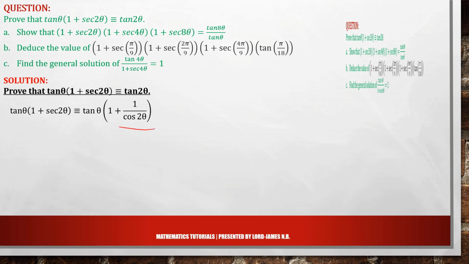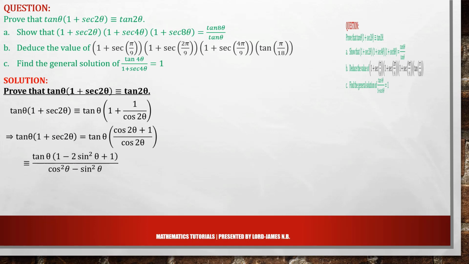So sec 2 theta will be 1 on cos 2 theta. Rearranging what is in the bracket and taking the LCM, we have cos 2 theta plus 1 divided by cos 2 theta. From there, we can simplify using the identities of cos 2 theta both in the numerator and denominator. We have three main identities for cos 2 theta: cos squared theta minus sin squared theta, 1 minus 2 sin squared theta, and 2 cos squared theta minus 1. Those are the three main identities found in your formula booklet.